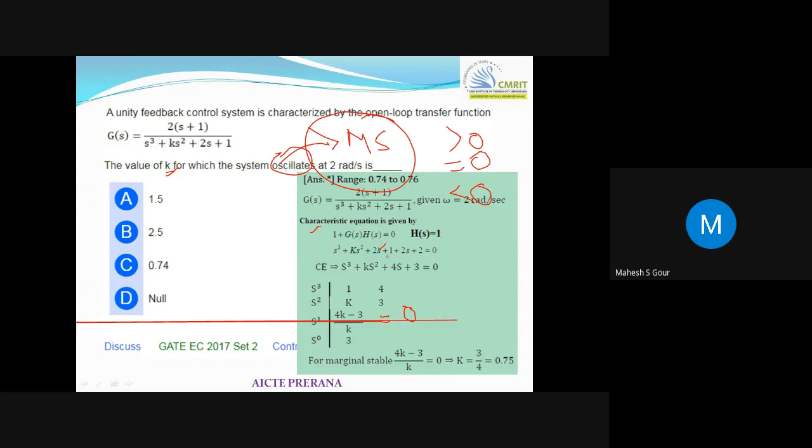So here it is asked for oscillations. Oscillations will happen at a marginally stable system, right? So 4 minus k minus 3 by k must be equal to 0. So you will get k as 3 by 4. You will be getting the answer as 5.